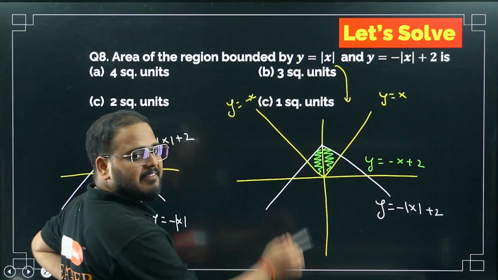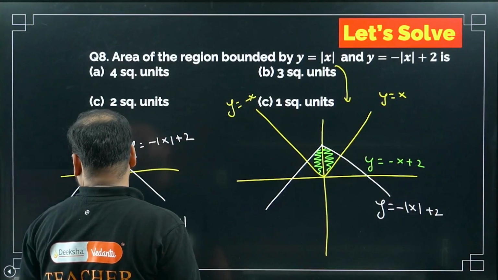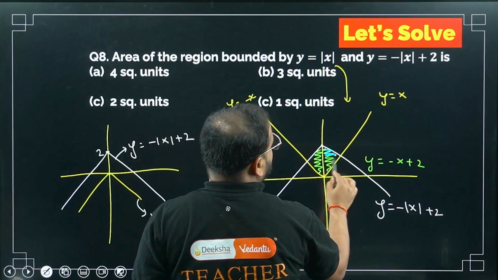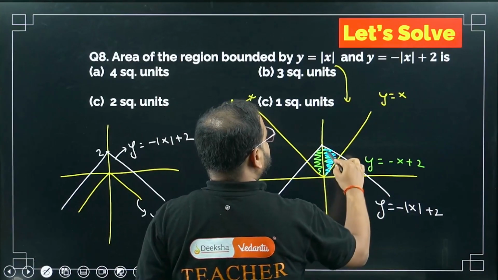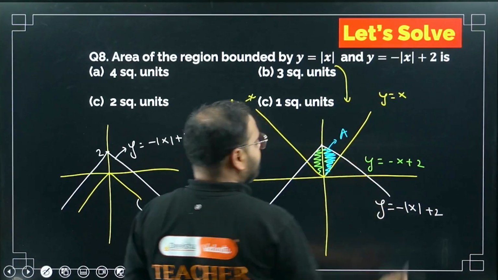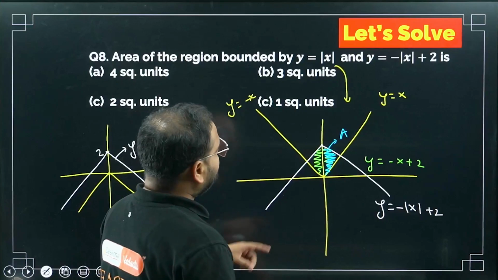Yes, but can I find only one area and get the result? Of course, sir, you can. If I find this area, let's call it area A, and multiply it by 2, you're going to get the result, right? How will we find this area?